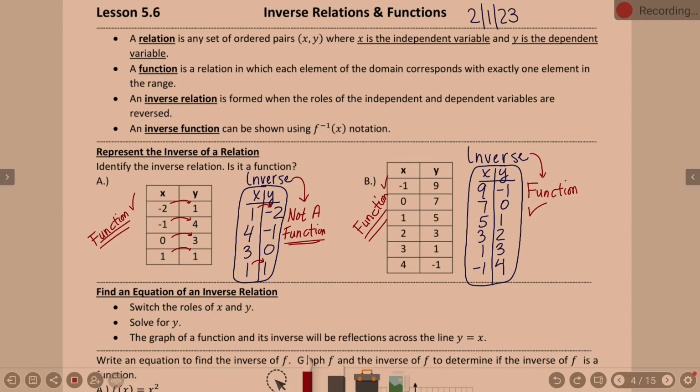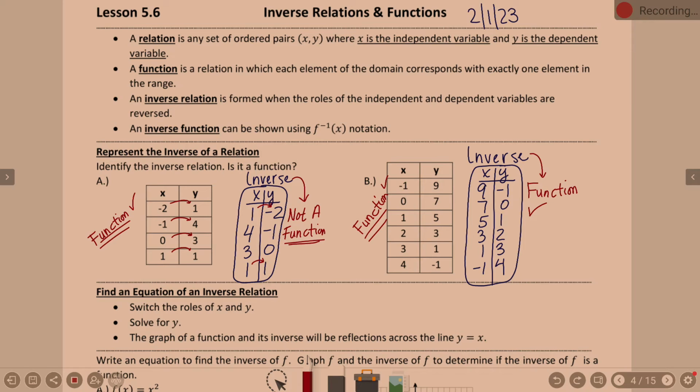Switch x and y to find an inverse. It's a function if each x value is used once. Pairs with one element in the range. Okay. The bottom part of this page, we're going to spend some time on, and we're going to start looking at how to find inverses using an equation and kind of looking at how to use the graph.